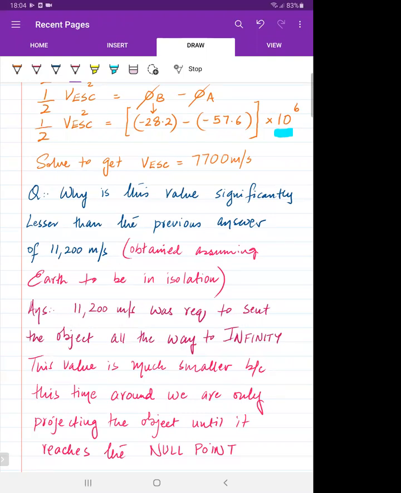So short form में ये idea सही है. मैंने पूरा statement लिख दिया है. 11,200 meters per second was required to send the object all the way to infinity. So a much higher value was needed. This value is much smaller because this time around we are only projecting the object until it reaches the null point. So Huzaifa, just bear with me for another couple of minutes ताकि मैं इस question का एक second part पूछ लूं. फिर मैं break दे देता हूं.